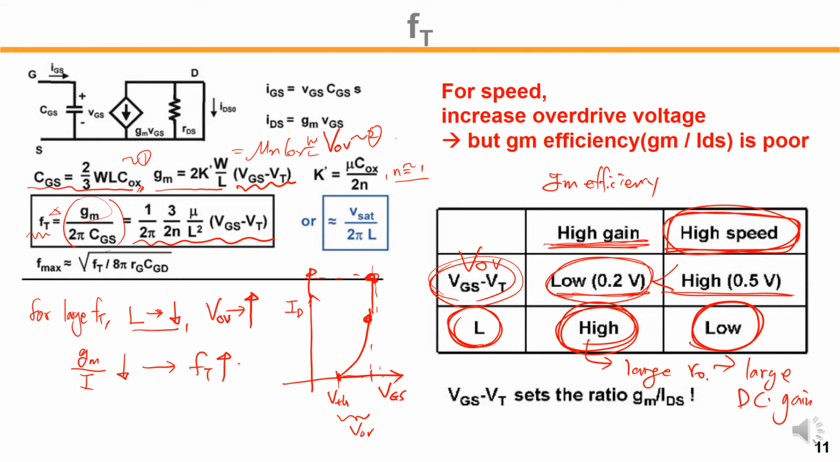So DC characteristic and AC characteristic, high speed gain and low speed gain, the DC gain, low frequency gain, and high frequency gains are a little different. So depending on your application, you have to choose the right overdrive voltage and the right size of the channel length, right?